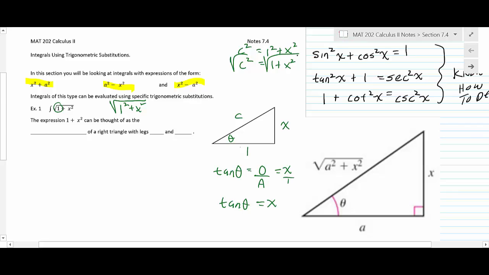Square root of 1 plus x squared, and that's what we're trying to integrate. So that's kind of the idea. You want to understand how this triangle works and why it works. So we're going to do what we call a trig substitution on there.